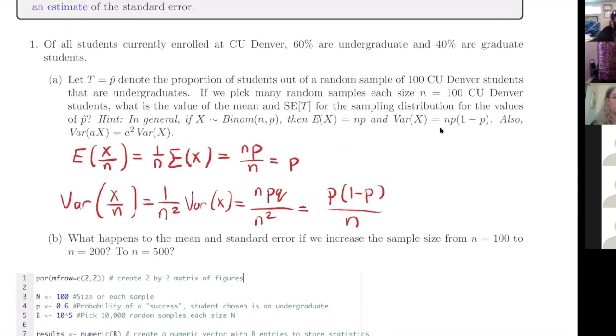So in the video, the distribution that we were thinking about was the distribution of sample proportions, which is called p hat.